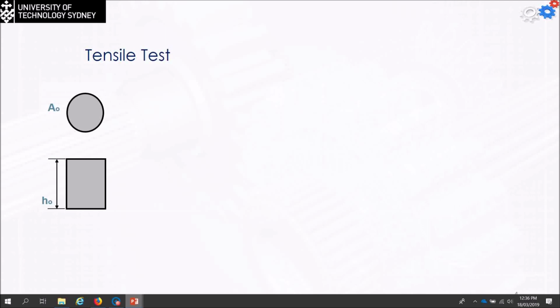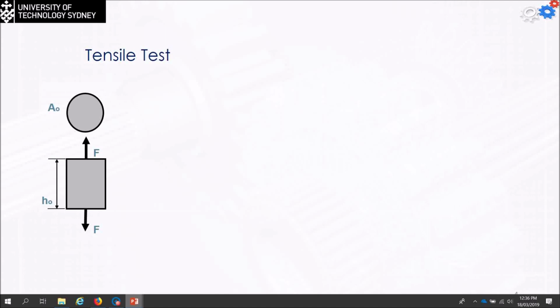We have a specimen which has the original height and the original diameter, or cross-sectional area. Now what happens if I add some forces, trying to stretch this part? What will happen to the height, which is the length of the specimen? It's going to go longer, right? So if it's going to be longer, well, we have a constant volume. So what will happen to the cross-sectional area?